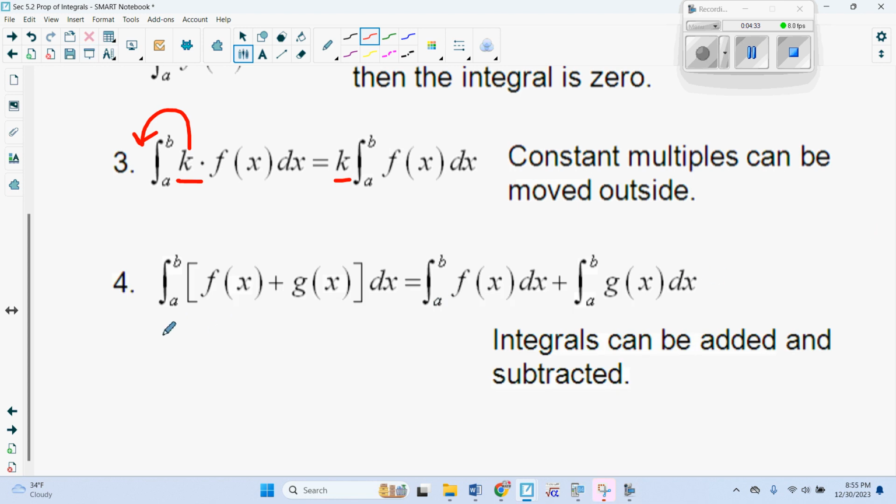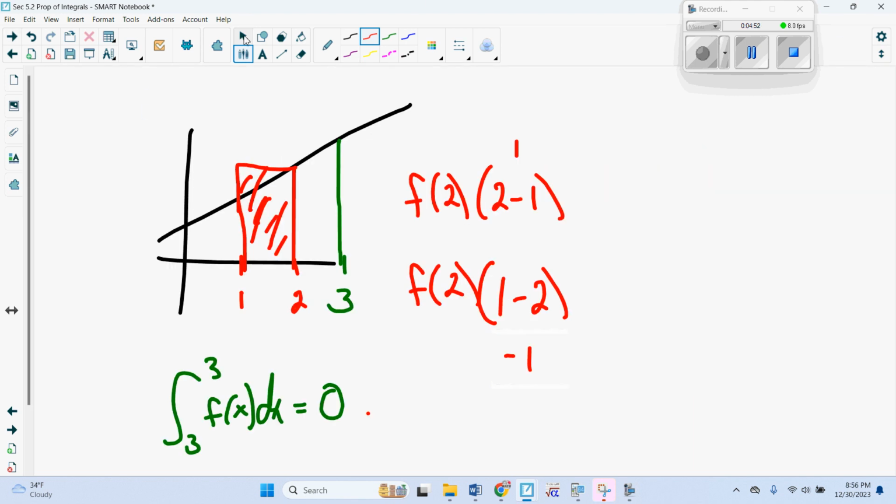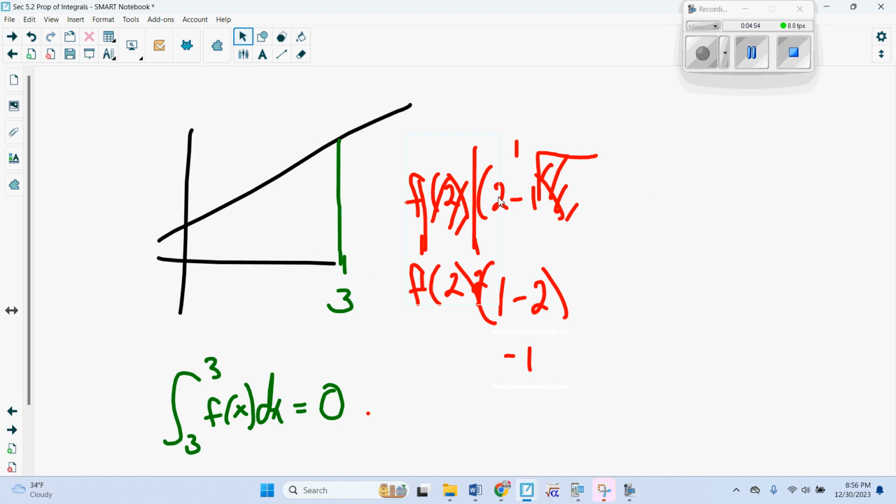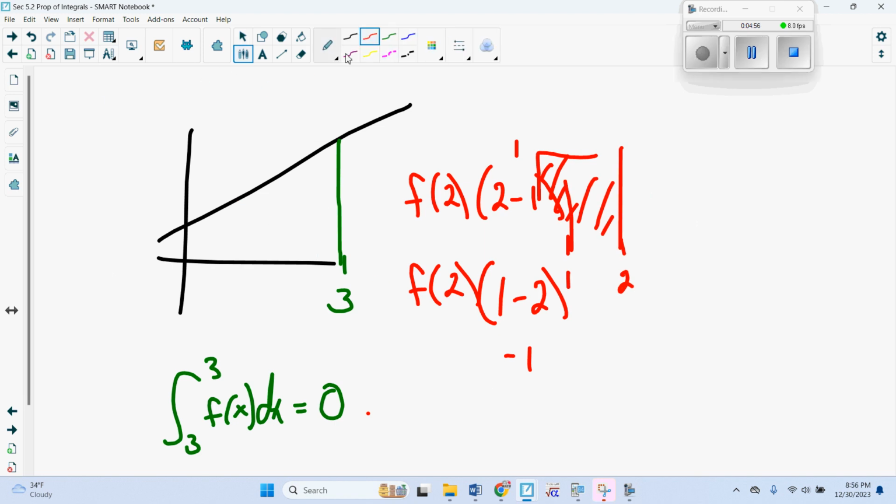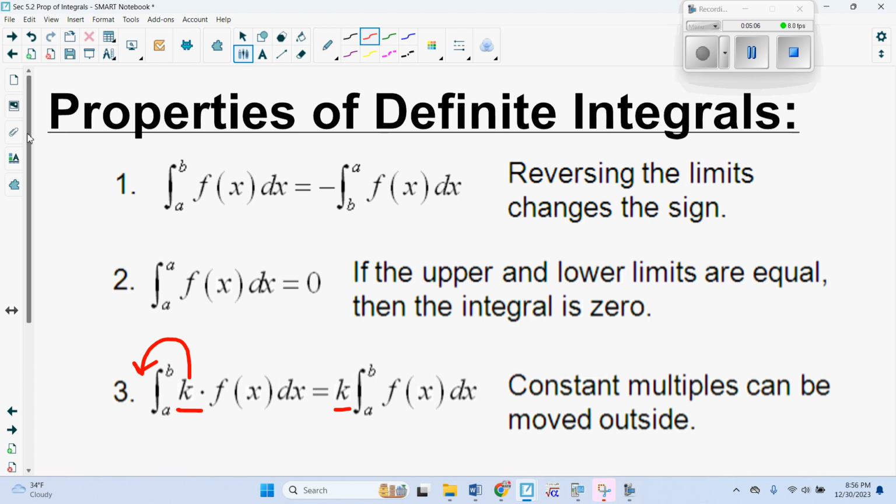Our fourth property says if you have an addition, you basically can split that into 2 integrals instead of just 1. Once again, that kind of makes sense. If you think about it, if we go to our picture, if I get rid of this, if we have the integral from 1 to 2, and we have two parts of it, we can just add those together.